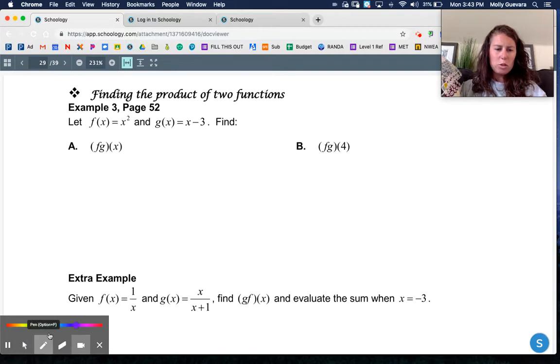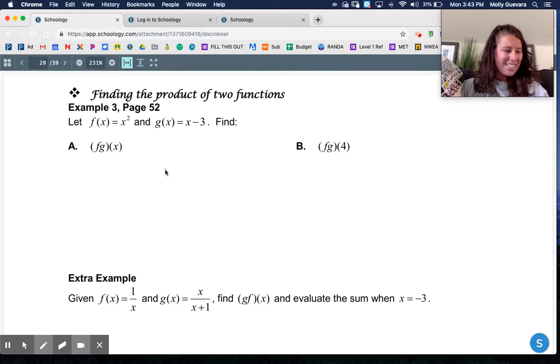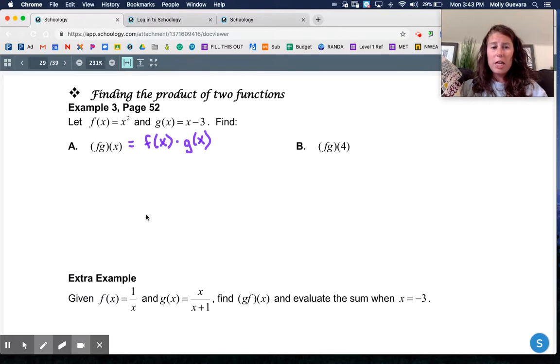Product is just multiplying. Guess what? It's the same thing, right? This is f times g of x, which is the same thing as f of x times g of x. And for multiplying, the order doesn't matter. So even if the g was written first, you would still get the same answer. But for subtraction, you would have to pay attention to the order.